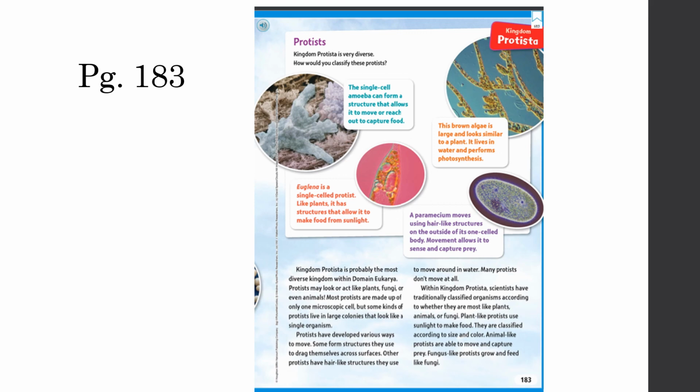Page 183, you also have to read it. It's about the protists, and it shows you the protist I just discussed with you, the brown algae that does photosynthesis, the euglena that also does photosynthesis, and it shows you the amoeba and the paramecium, which are animal-like protists. And it's just telling you that the protists may act like plants or animals or fungi. Most of them are made up of one cell. Most of them are microscopic. However, some of them are not microscopic, like the brown algae. And some of them live in colonies, like in large groups, like the slime molds that I just showed you.